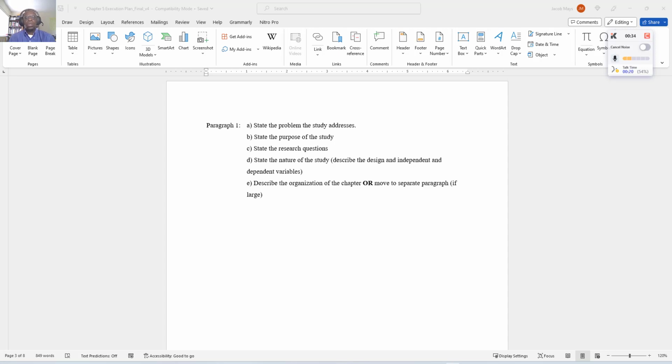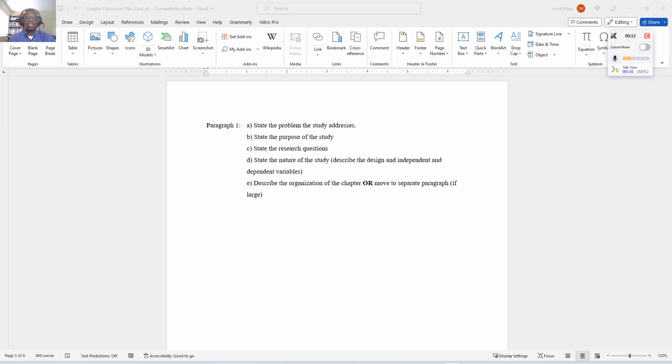Okay, so the first thing you're going to write is you're going to state the problem the study addresses, right? So if you want to state the problem statement, you can do that. Okay, so that's the first thing. That's the first sentence. State your problem statement.